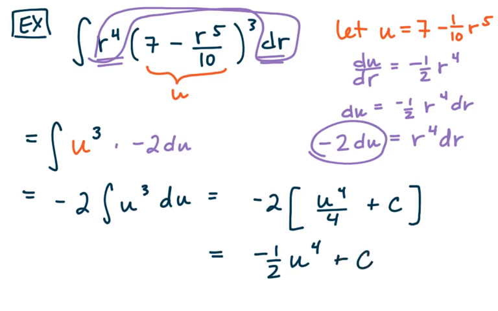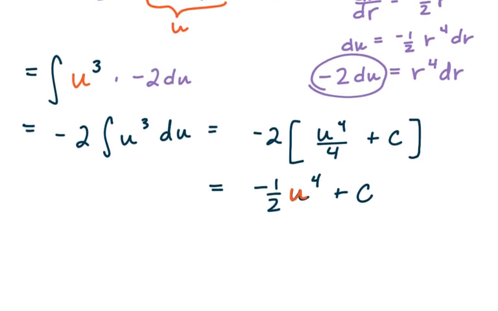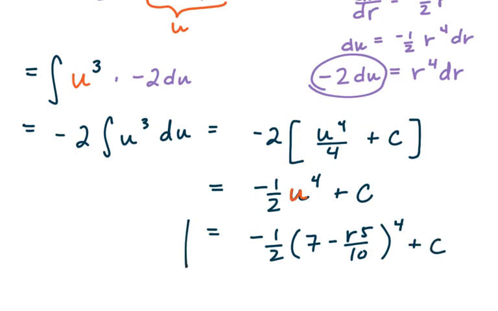At this point, all I need to do is to plug my expression back in for u, and u is equal to 7 minus r to the 5th over 10. So my final answer here is negative 1/2 times 7 minus r to the 5th over 10, all of which is raised to the 4th power, plus c.